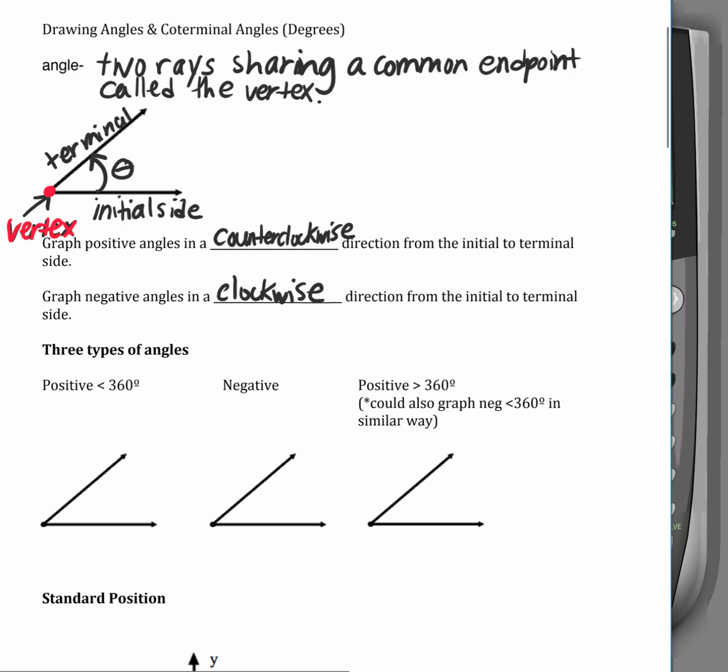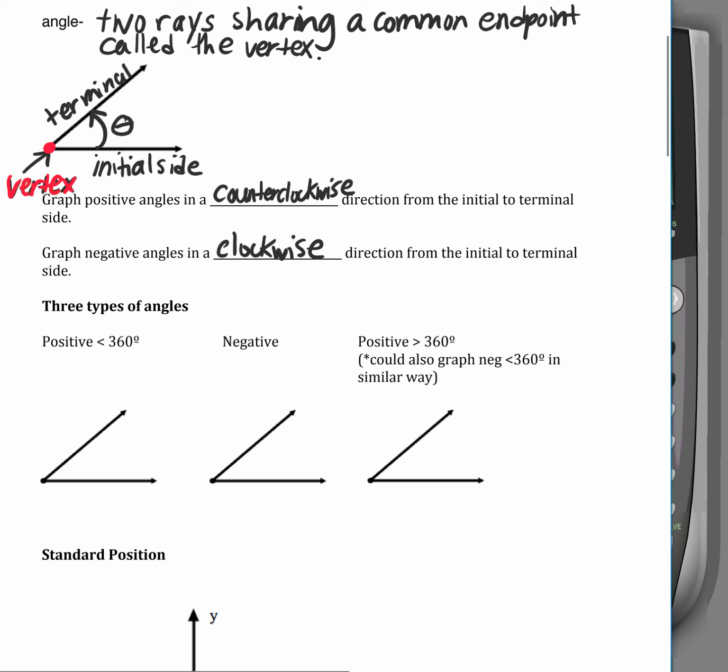So just three examples of angles down below. We have a positive angle that's less than 360 degrees. It would look like the one we just drew up above. A negative angle, if we were going to label this with a negative, we would just go all the way around in the clockwise direction. Kind of looks like a little Pac-Man. Now I just put a greater than 360, with just a little star here. We could also graph less than 360 and go in the clockwise direction.